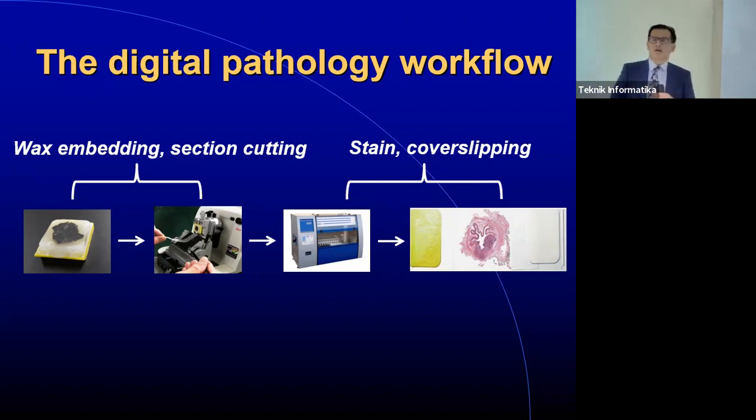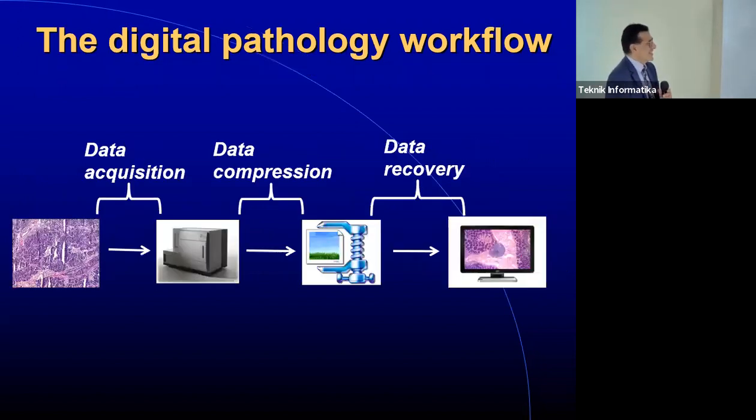Okay, I hope you're suitably depressed, because that's not the end, right? So now we've got our tissue section on glass, and what we need to do is scan the tissue section in order to create a digital image that we're going to run our AI algorithms on. So we need to then acquire the data.